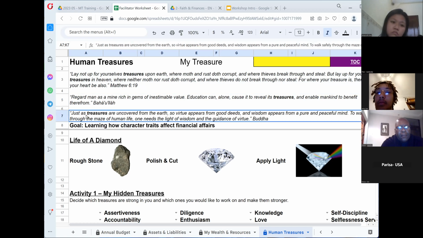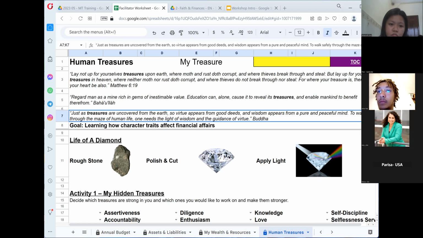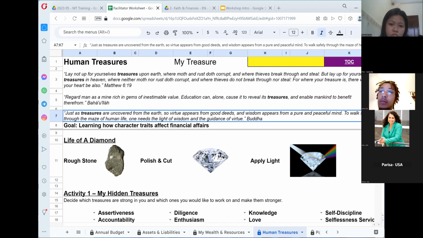And the next one, can somebody read the next one, please? Any volunteers? Daniel volunteers. Go ahead, Daniel. Just as treasures are uncovered from the earth, so virtue appears from good deeds, and wisdom appears from a pure and peaceable mind. To walk safe through the maze of human life, one needs the light of wisdom and the guidance of virtue. That is Buddha. Very good. Thank you so much.